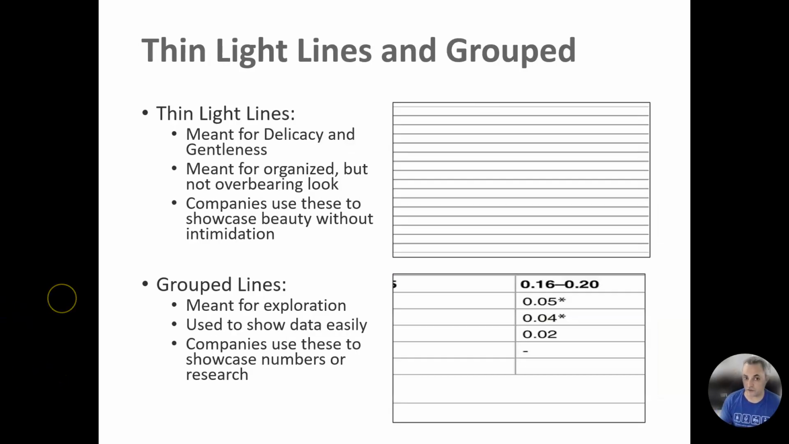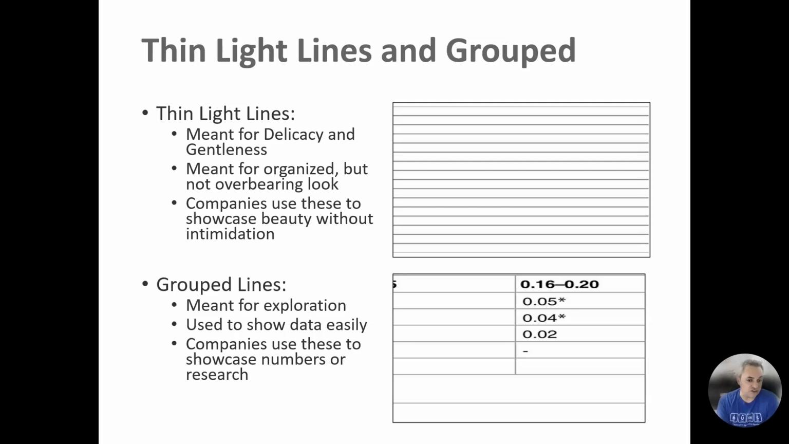Thin, light lines are a little different. They're meant for delicacy and gentleness. We tend to see these a lot with fashion and beauty products a lot of times. They're meant for organized, but not an overbearing look. They're meant for aesthetics, and that's when we tend to see thin, light lines to really gather aesthetics and focus on an artistic value and beauty rather than intimidation.